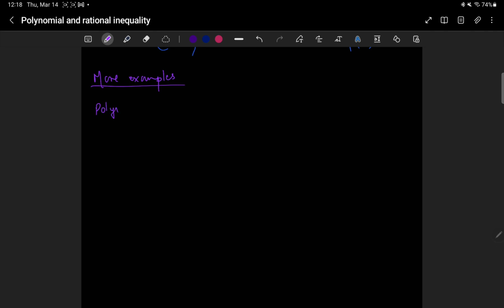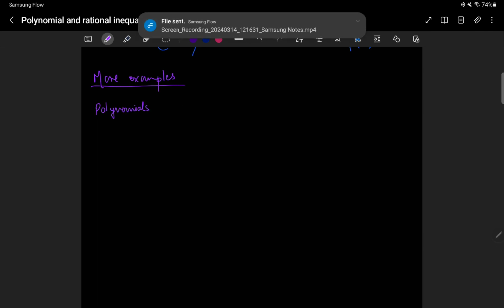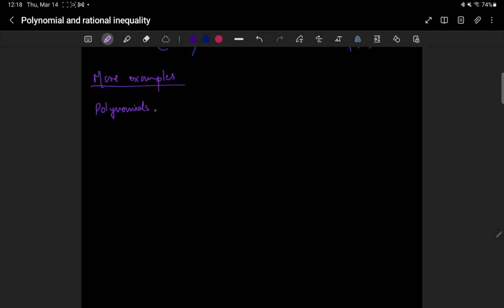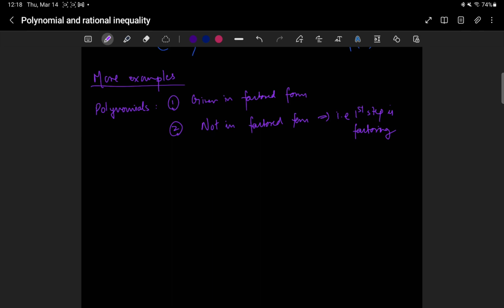Now, for polynomial, you can have two types of things happening here. First, it's given in factored form. That's going to be less work. And second, it is not in factored form, which means the first step will be factoring. Which means for factoring, again, I'm not going to go over the techniques that you've already seen for different kinds of polynomial and how they can be factored.